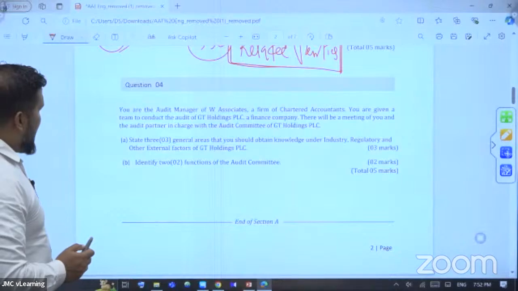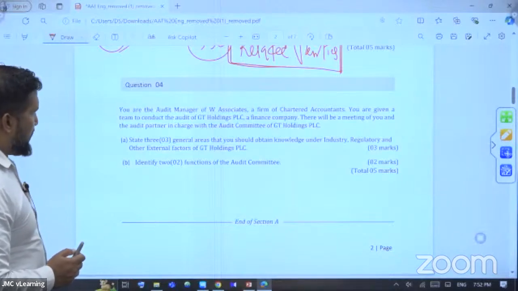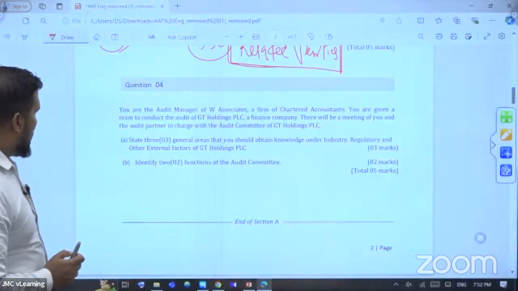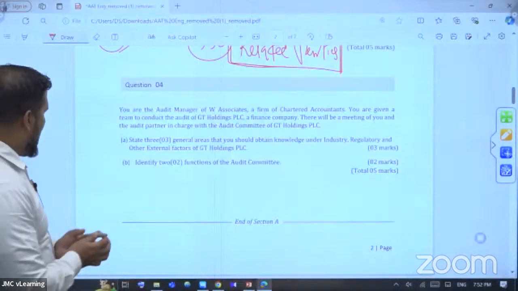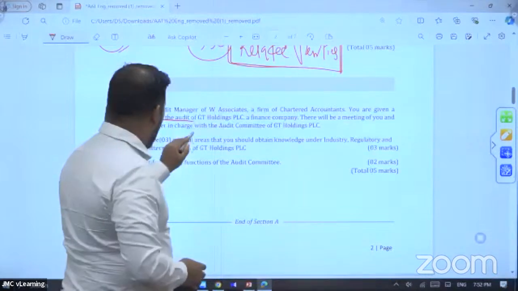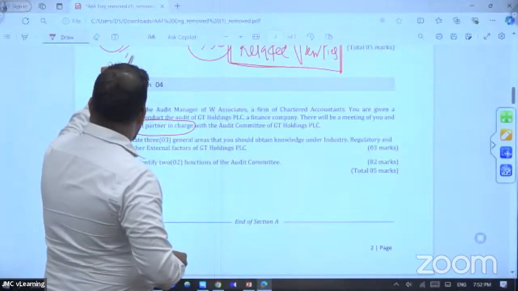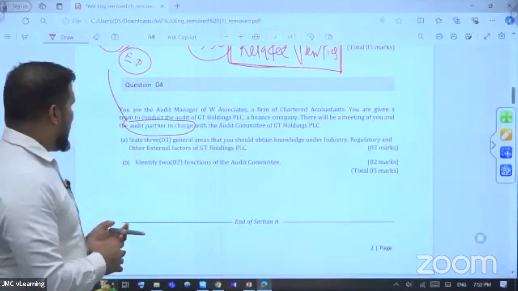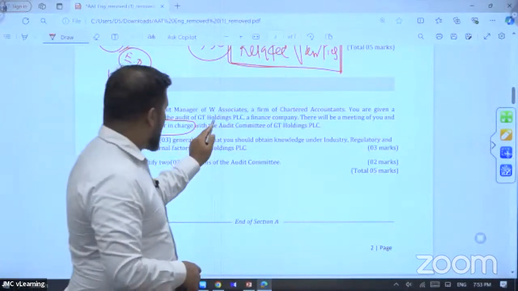Okay, so you are the audit manager of W Associates, a firm of chartered accountants. You are given a team to conduct the audit of GT Holdings PLC, a finance company, and there will be a meeting of you and the audit partner in charge. So they are referring to the engagement partner with the audit committee of GT Holdings. So they are going to test about the audit committee.